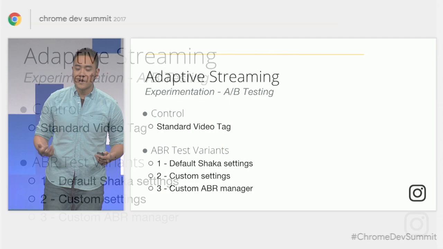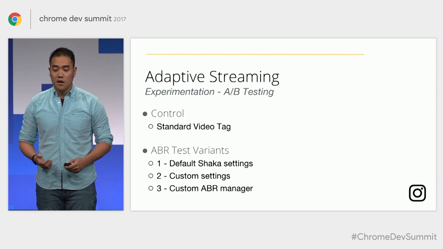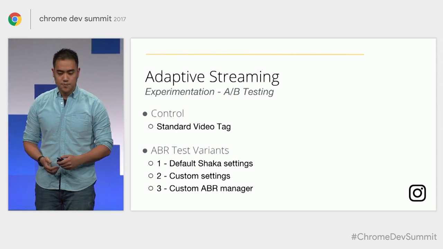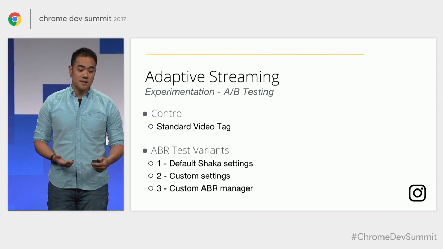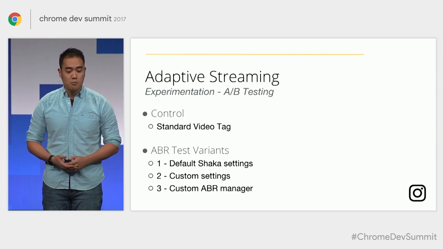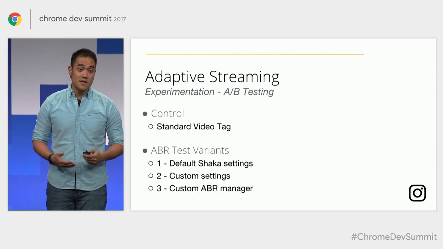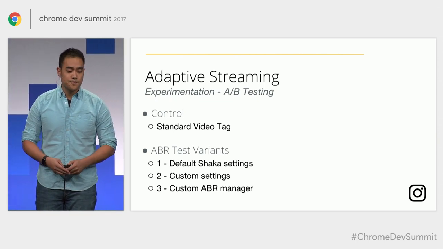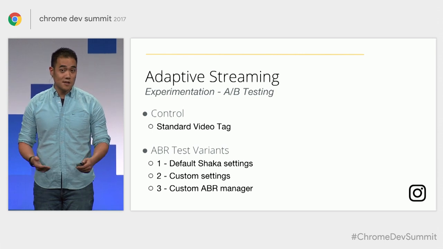So we obviously wanted to measure the impact of ABR, so we tested with three different variants. First, there's default Shaka settings. This is just vanilla Shaka. And then we added our custom settings, so we added some overrides. And finally, we added a custom ABR manager.